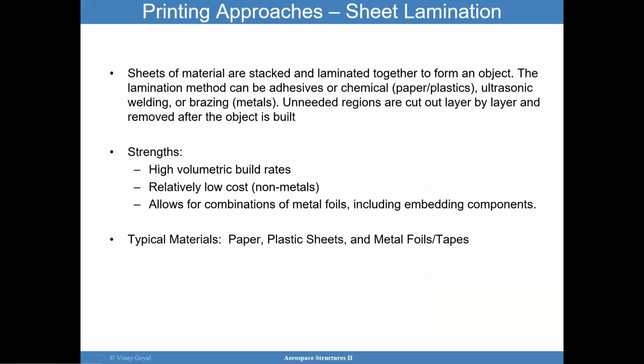Printing approaches like sheet lamination: sheets of materials are stacked and laminated together to form an object. The lamination method can be adhesives or chemical, ultrasonic welding, or brazing. The unneeded regions are cut out layer by layer and removed after the object is built. The strength of this approach is high volumetric build rates, relatively low cost, and typical materials used are paper, plastic sheets, metal foils, and tapes.